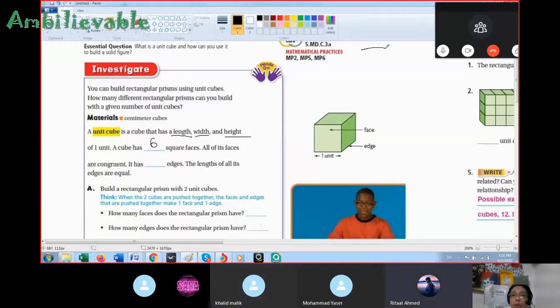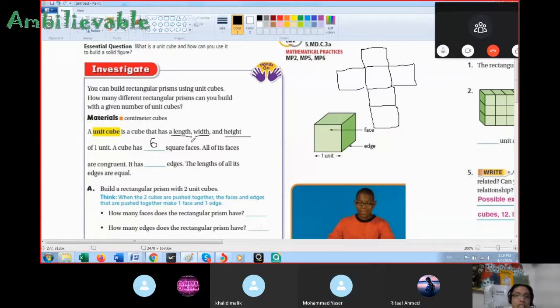Because if we are going to open this one, this is your top. This is your bottom, back. This is your front. This is your side. And that's your side. Okay? Understand? So that's how you shape this. If you fold this, it will be a cube, right? A cube, exactly. See, all of its faces are congruent.